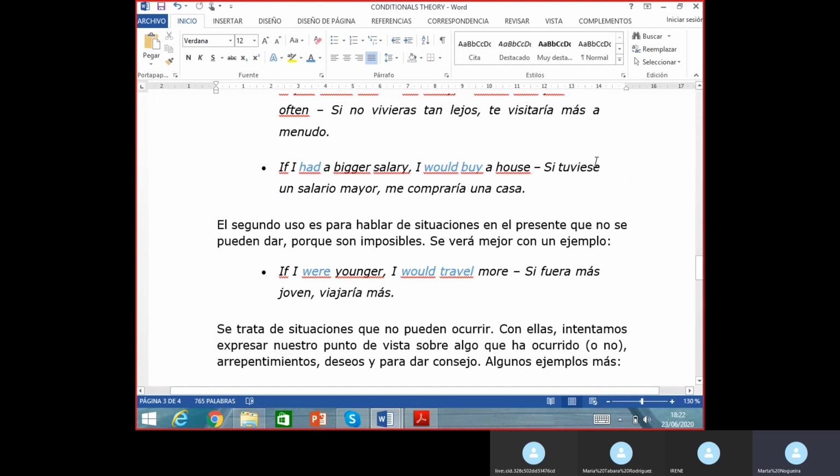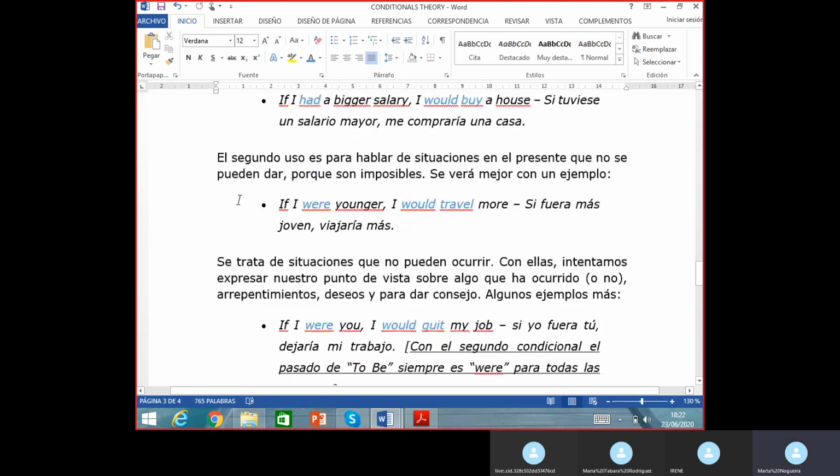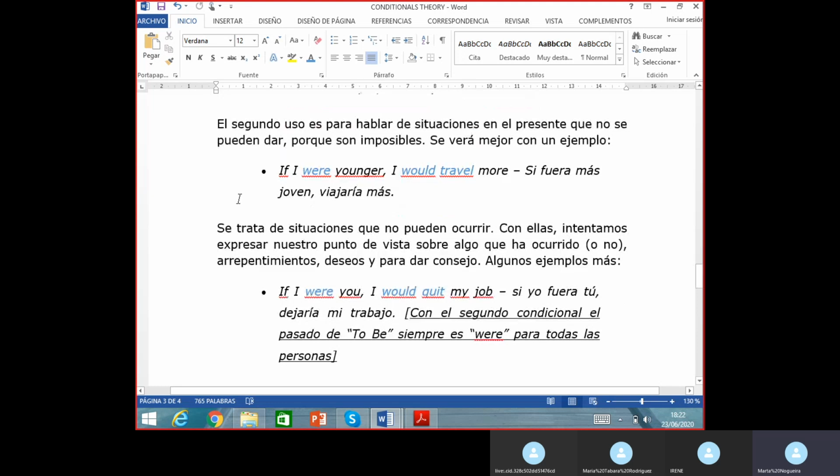And well, the other use is to speak about situations in the present that are not possible. Okay, if I were younger, I would travel more, but you cannot go back. So if you are not young, you are not going to travel. If I were younger, I would travel more. Okay, and this is about situations that are not going to happen.